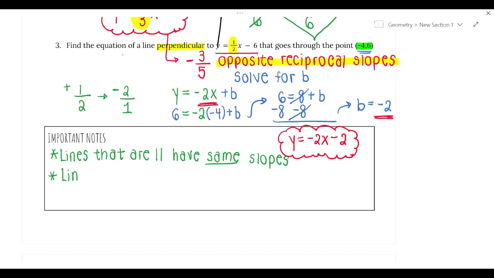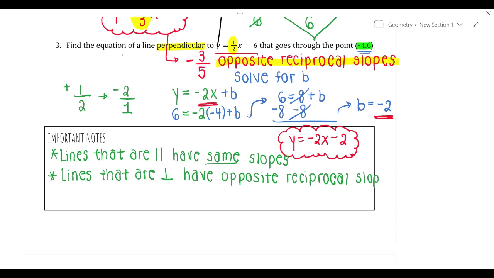Now lines that are perpendicular have opposite reciprocal slopes. Opposite meaning from positive to negative or negative to positive, and reciprocal means to flip the fraction.